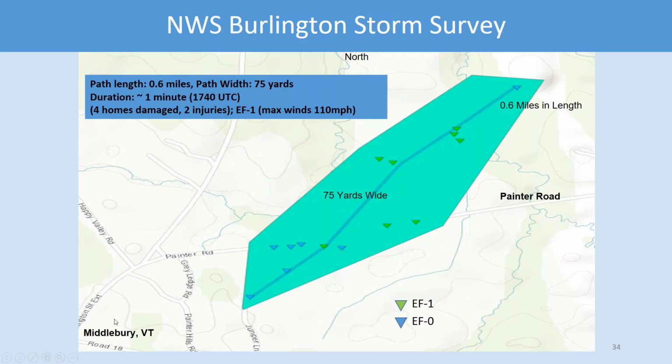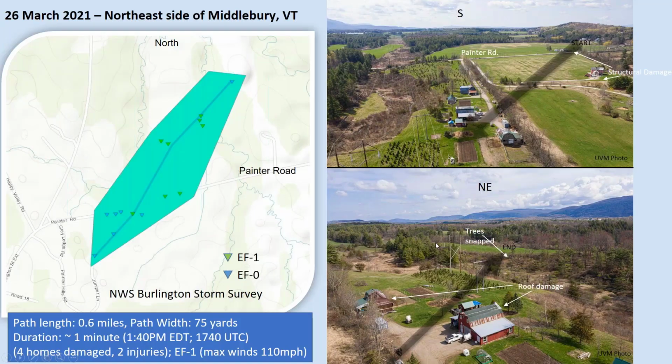It did produce a funnel on the west side of Middlebury, which in this image is to the southwest. We had 4 homes damaged and unfortunately 2 injuries. Based on our damage, we rated it at EF1, and we determined the max sustained winds were around 110 miles per hour. You can see here by the little upside down triangles, the green is EF1 damage and the blue is EF0 damage. Painter Road was sort of our main area of viewing, as you will see in these pictures coming up.